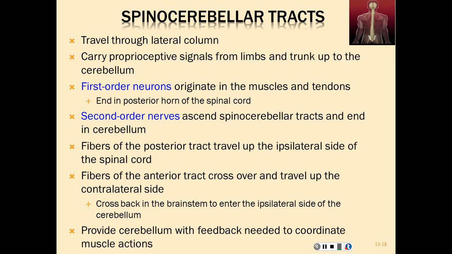Now the fibers of the posterior tract are going to travel up the ipsilateral side of the spinal cord. So that's on the same side. They're not crossing. And then the fibers of the anterior tract are going to cross over. That means they're going to decussate and then travel up the contralateral side. So when we talk about contralateral, don't forget, contralateral means that they've crossed over and headed up. They had to decussate and then travel up. Ipsilateral means they haven't decussated, they just went straight up.